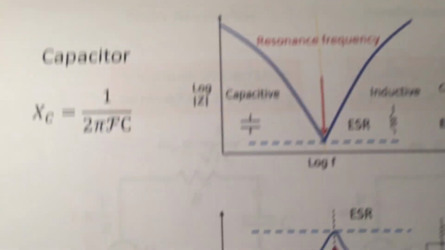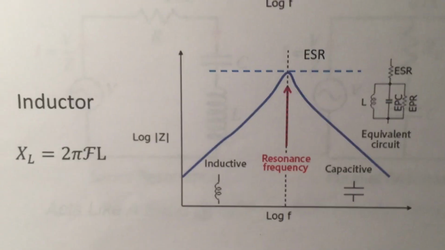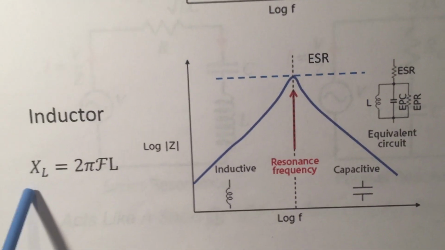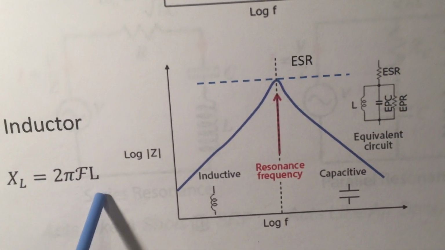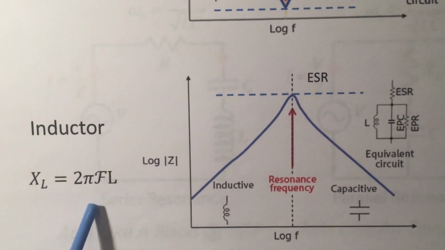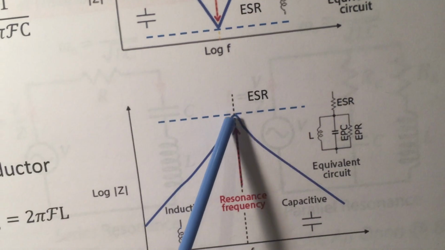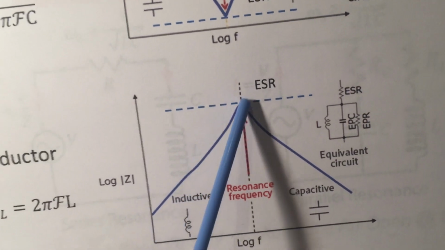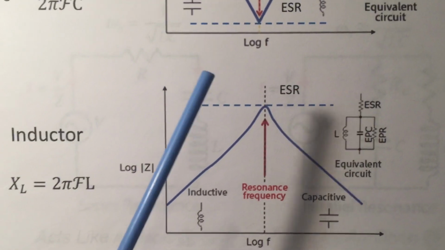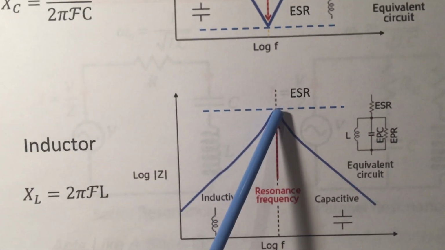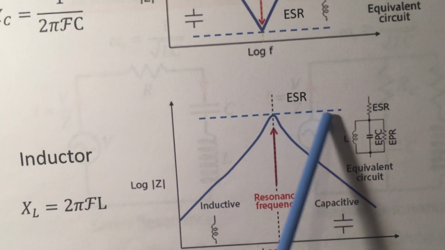Now let's look at the behavior of an inductor. The inductive reactance is equal to 2 times pi times frequency times inductance. So this shows us as we increase frequency, we're going to increase the inductive reactance. So it's exactly opposite a capacitor. And when we reach the self-resonant frequency, what we have left is the ESR.